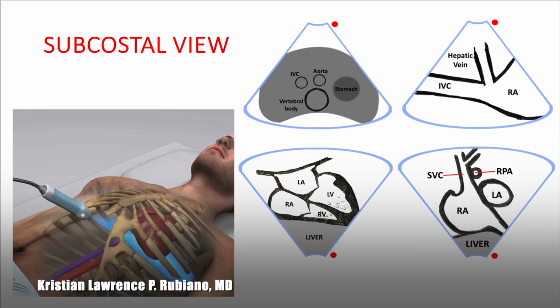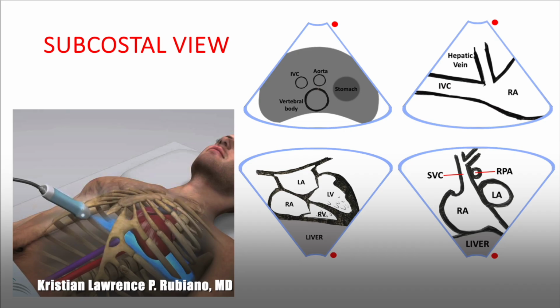It is particularly advantageous due to its ability to provide information about both the heart and surrounding vessels. Subcostal view can give us a great view of the right atrium and right ventricle, aiding the assessment of size, function, and presence of any masses or thrombi.